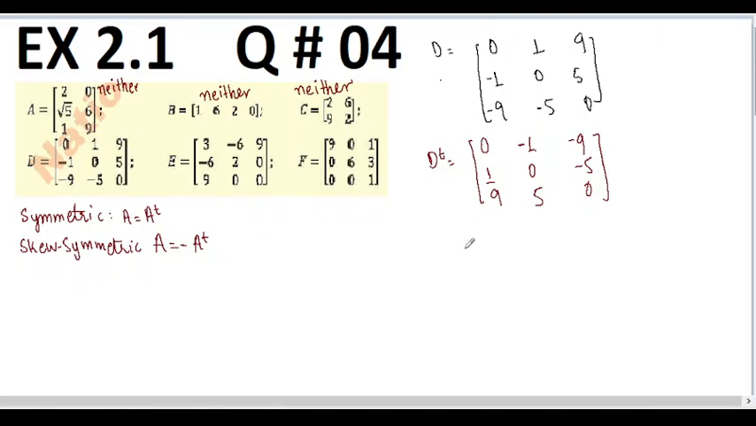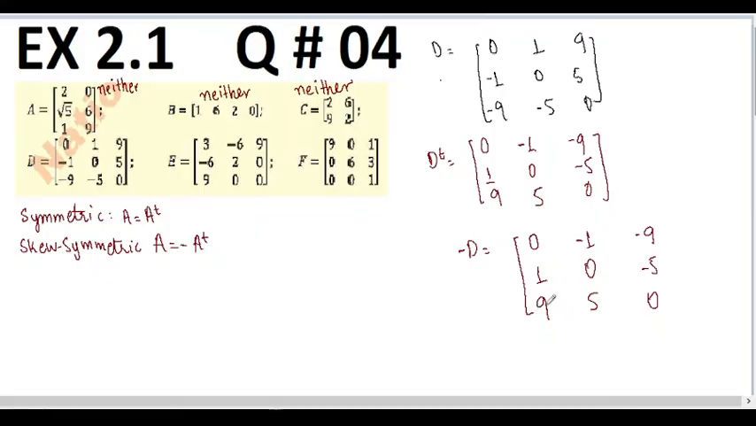Now we have to find minus of D, which is equal to, now we have to change the sign of each and every one of its elements. So we get 0 is 0, 1 becomes -1, 9 becomes -9, -1 becomes 1, 0 remains as it is, and 5 becomes -5, -9 becomes 9, -5 becomes 5, and 0 remains as it is.